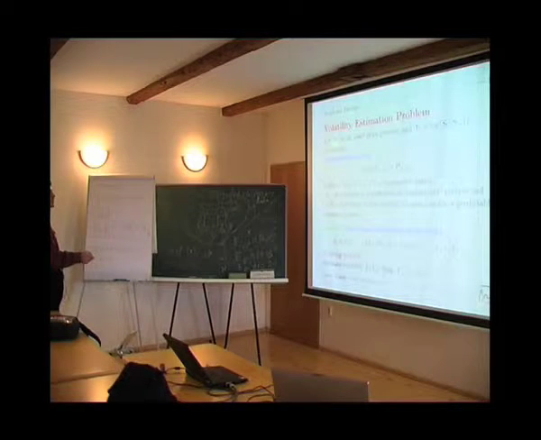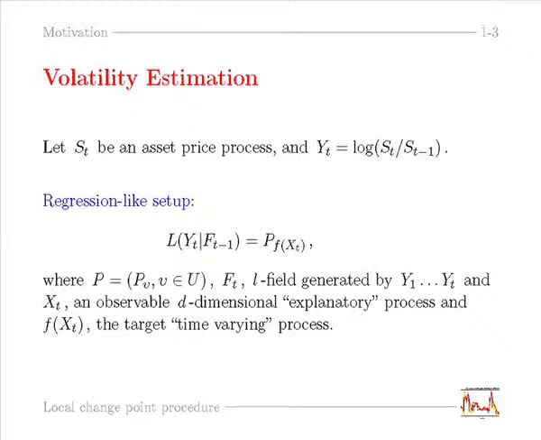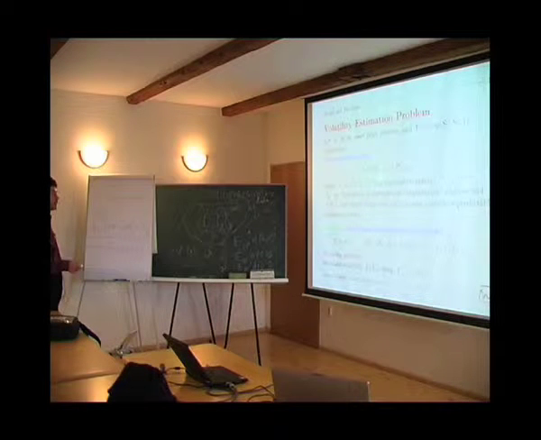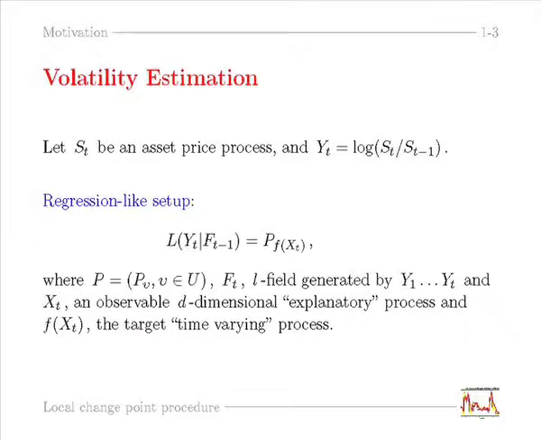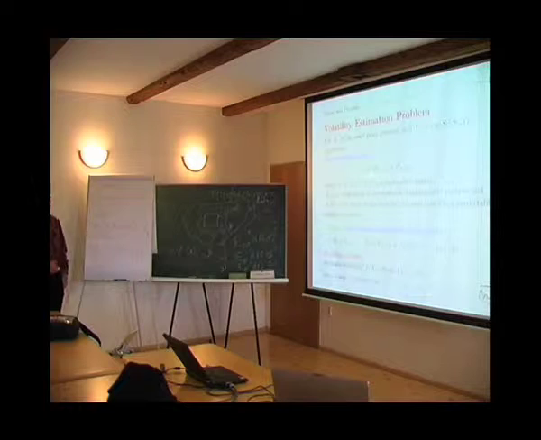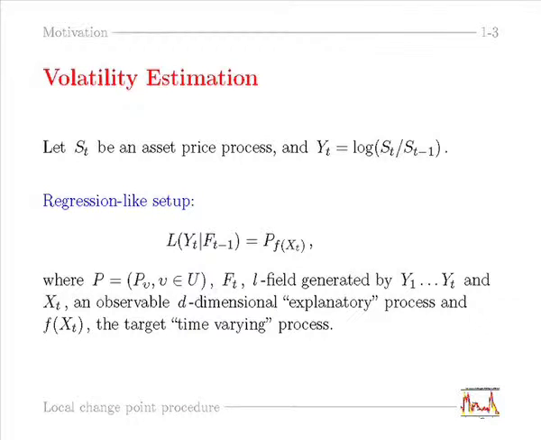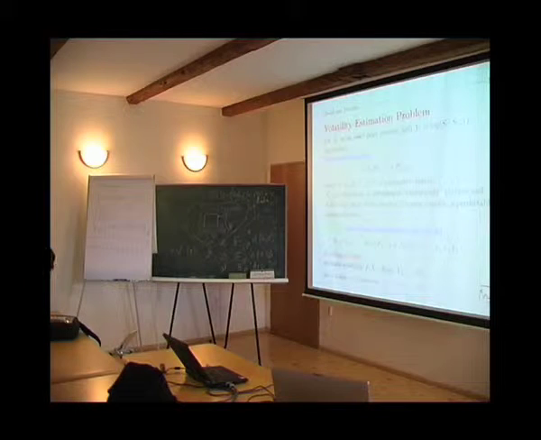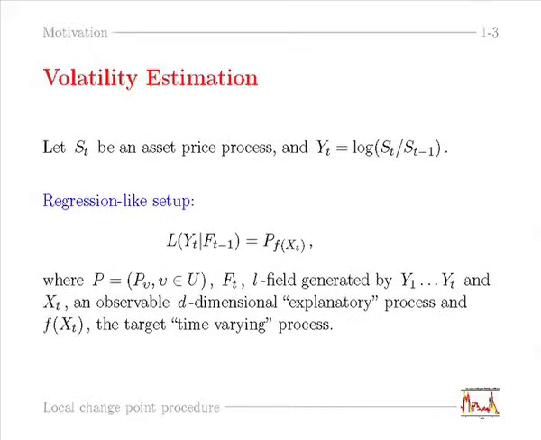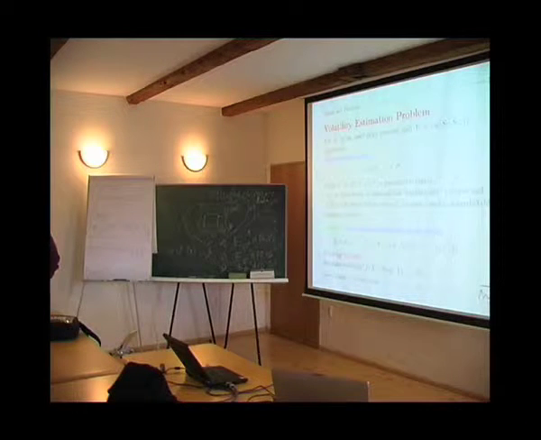So this is the model. S_t is the asset price, Y_t is the log returns. In our regression-like setup, the returns given the past are distributed from some simple parametric family, which depends on the parameter f of x_t, and this parameter is exactly volatility. So basically, if you know the volatility, you know the distribution of the t-th return given the past. And this is what you need, because you need to do your value at risk or portfolio optimization. You have to do it on the basis of historical data, and for this you of course need to know the distribution of Y_t.